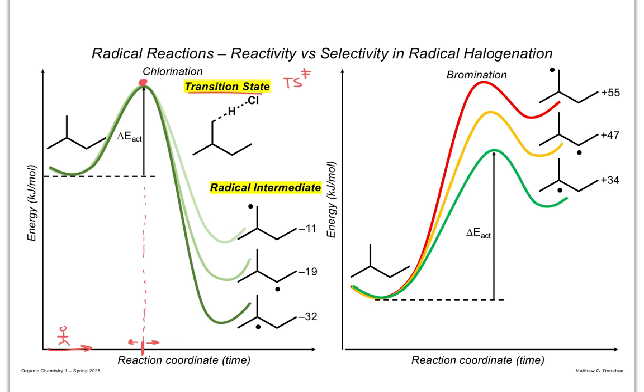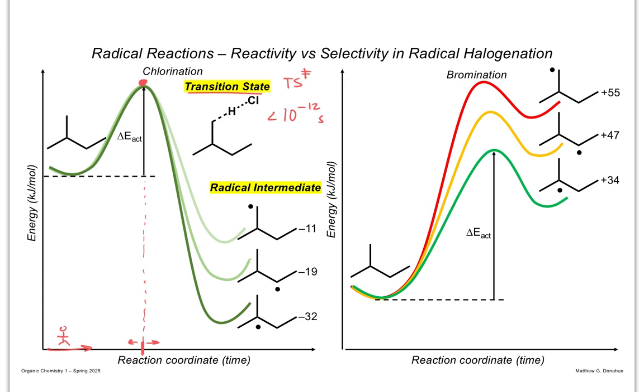A transition state is very fleeting in time. So its existence is usually less than 10 to the minus 12 seconds. And that, again, makes sense because it's higher in energy. It wants to react and go to something more stable.